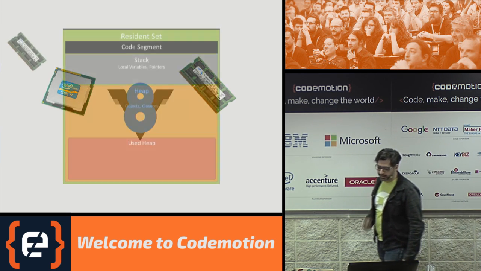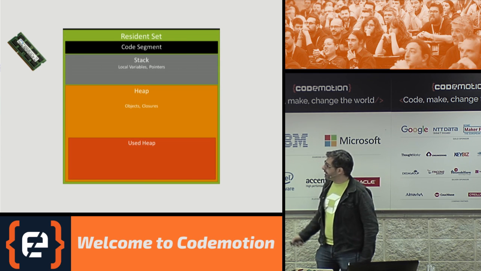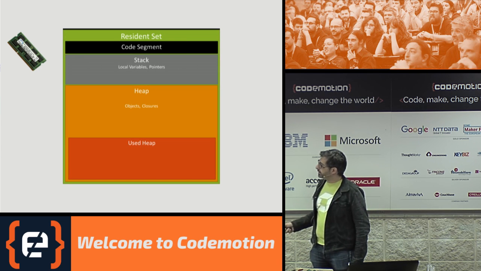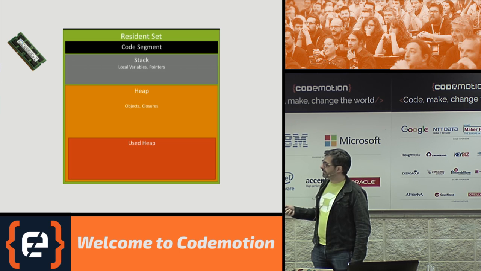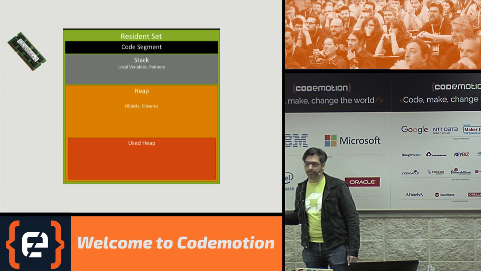And I start with memory here. As we see, Node.js organizes the memory very much like Java. So we have this whole memory block allocated by a Node application. It's called the resident set. Then we have the code segment. That's your JavaScript code that you actually wrote and that is compiled down. Then you have the stack. Here are local variables, some pointers.